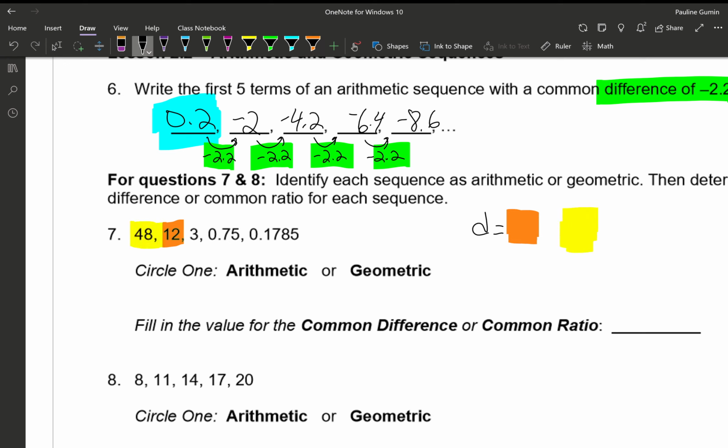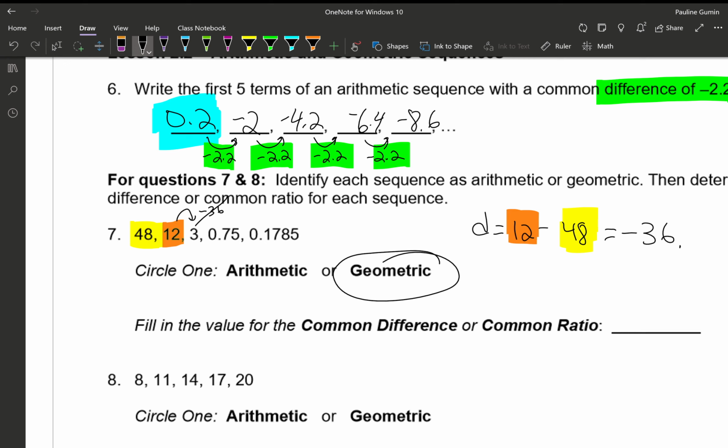What we do for that is we take the second term minus the first term. Let's do it. So 12 minus 48, that's negative 36. So if it's arithmetic, that means my pattern is to subtract 36. I know it works for the first two because we used them. 12 minus 36 is not 3, so it's not arithmetic. Well, that only leaves us one other option, that it's geometric, which is nice because none of them are neither.